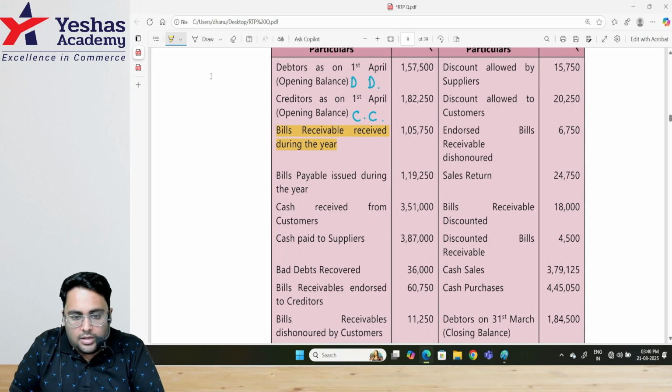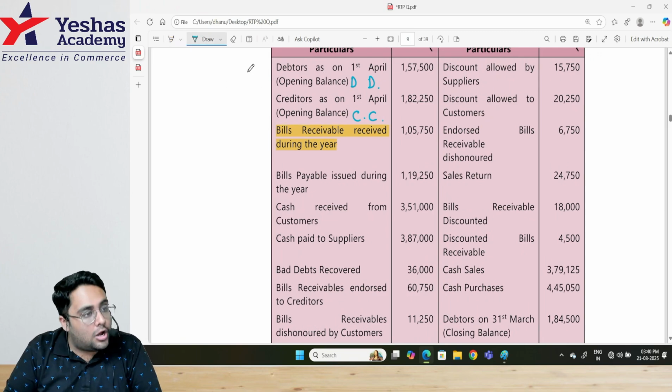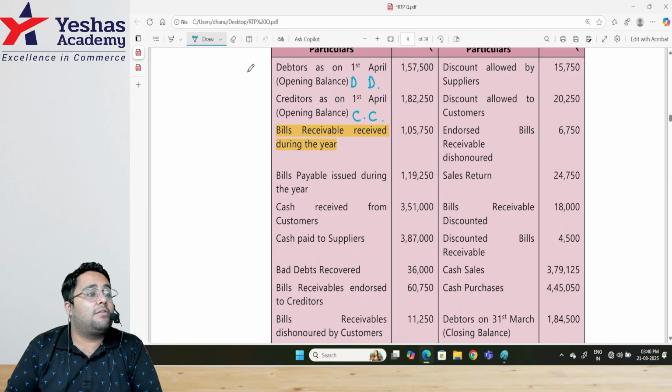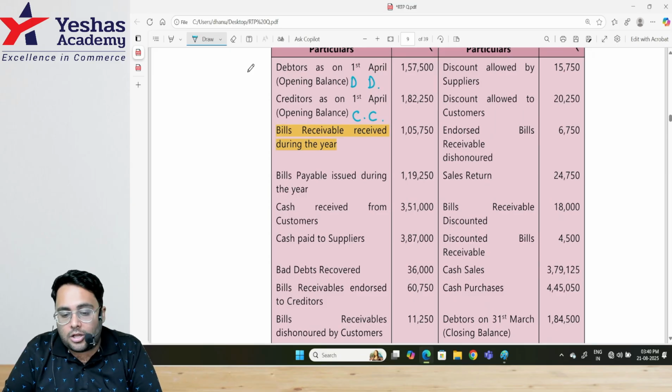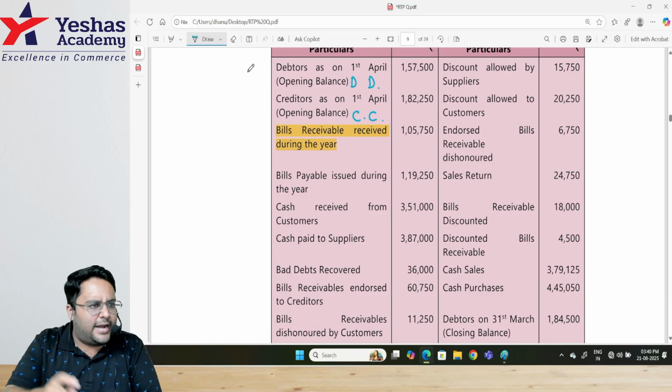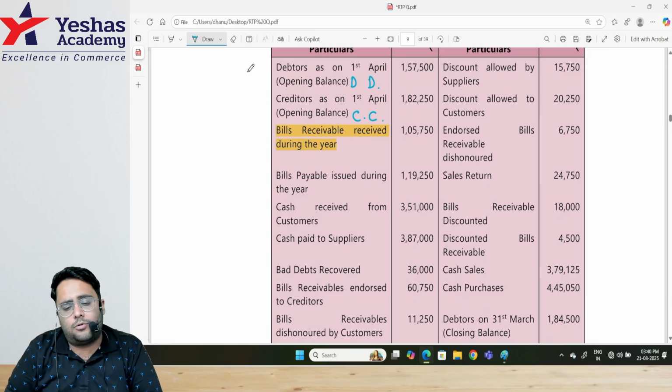Now, beta, bill receivable received during the year can be interpreted in two ways. One, is it bill receivable drawn or is it bill receivable honored? If it is bill receivable drawn, what is your entry? BR to debtor. If it is bill receivable honored, cash to BR. So that depends on what the question is saying. Let's read further and see if any of the transactions are given to us.